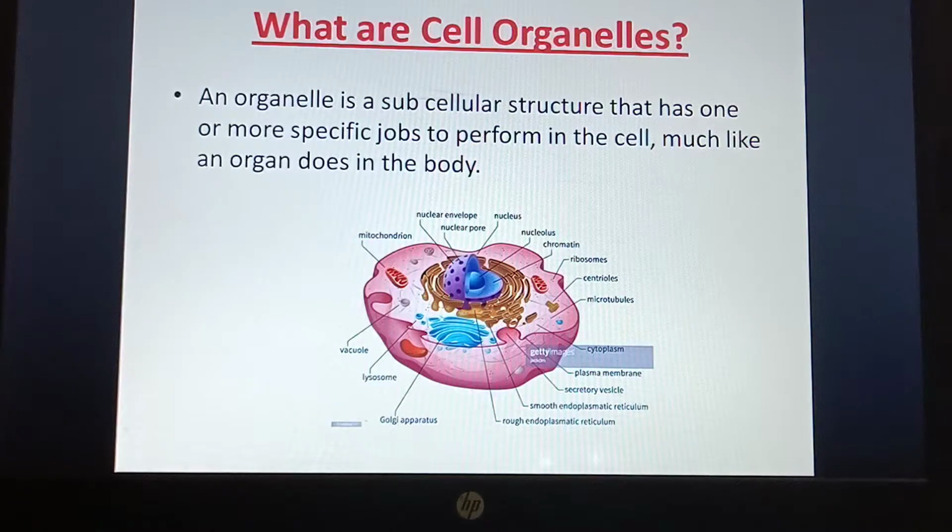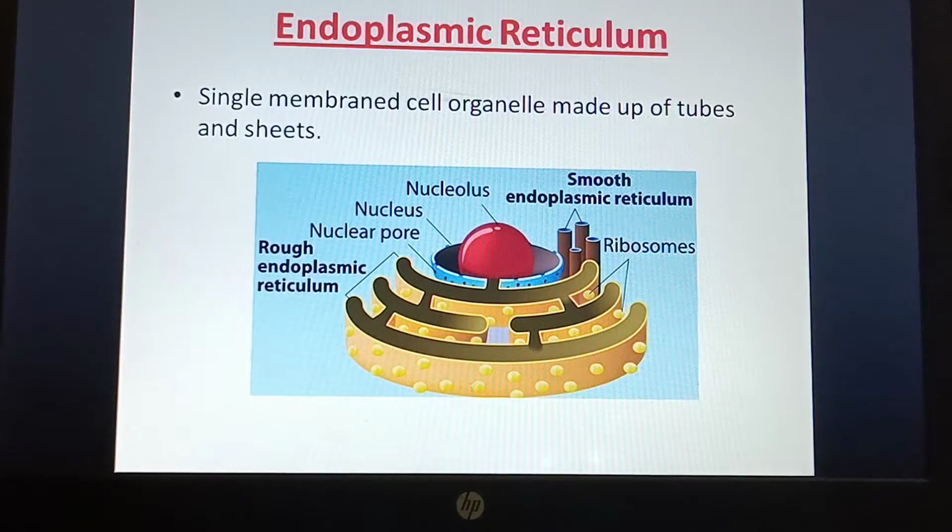So, in the cell, we have different organelles. Now, for example, as a human being, we have eyes, isn't it? What do the eyes do? They help in seeing. We have kidney, we have heart, isn't it? Like that, in the cell we have mitochondria, which helps in producing energy, vacuole which stores food, and nucleus, which is the headquarter of the cell. So let's move on to the first organelle, that is endoplasmic reticulum.